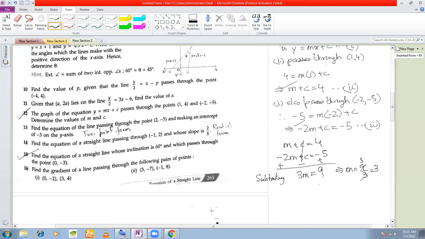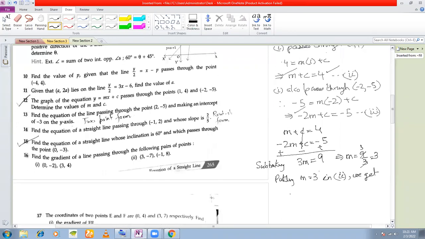And how do you find out the value of c? You put the value of m in equation number 2. Okay, so putting m is equal to 3 in 2, we get m plus c is equal to 4. That means you get c is equal to 4 minus 3, which is equal to 1, right? And that was what the question was. Determine the values of m and c. And we have found our values of m and c. Hence, m is equal to 3 and c is equal to 1. That's it.